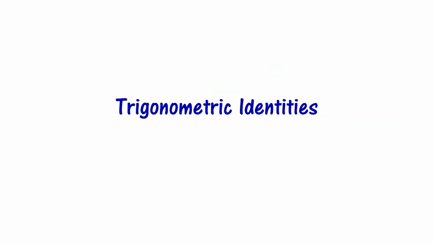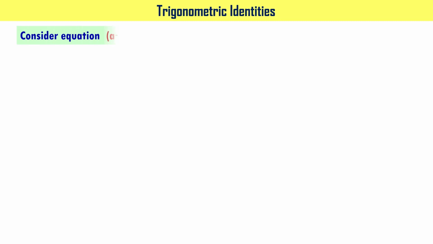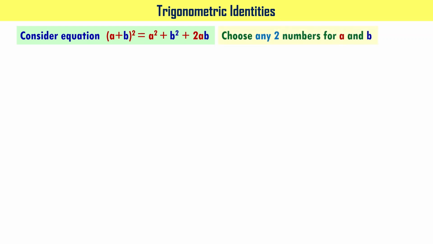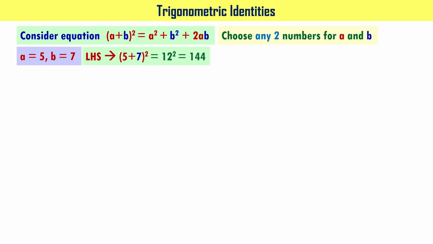Let's learn about trigonometric identities now. Consider an equation that is (a plus b) whole square equal to a square plus b square plus 2ab, right? Choose any two numbers for a and b. If a equal to 5 and b equal to 7, then LHS becomes 144 and RHS is 5 square plus 7 square plus 2 times 5 times 7, that is equal to 144, right?